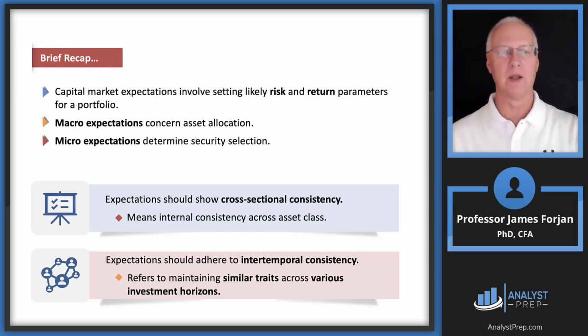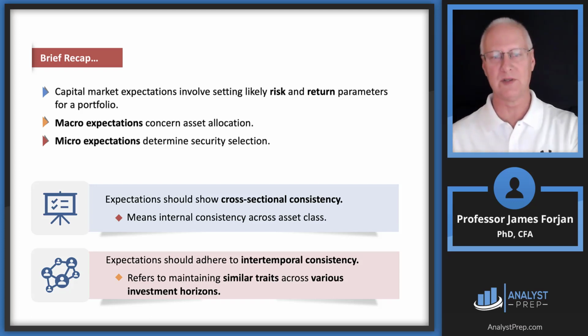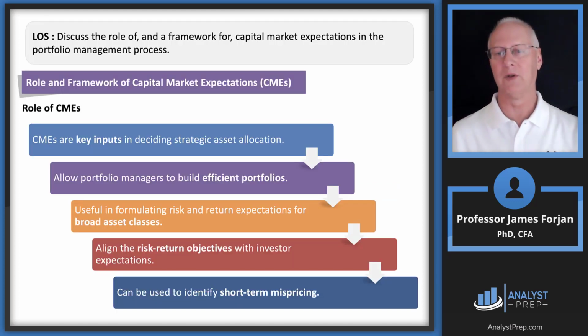So here, let me go back here just quickly. Look at risk and return parameters, macro and micro expectations. If we have these consistencies, then we're better able to build an efficient portfolio. There we go. I've already mentioned the orange block, formulating risk and return expectations for broad asset classes.